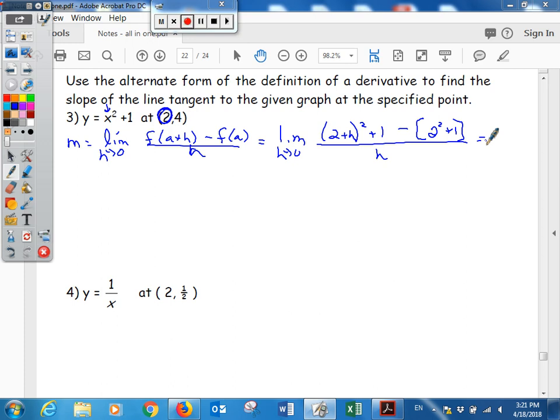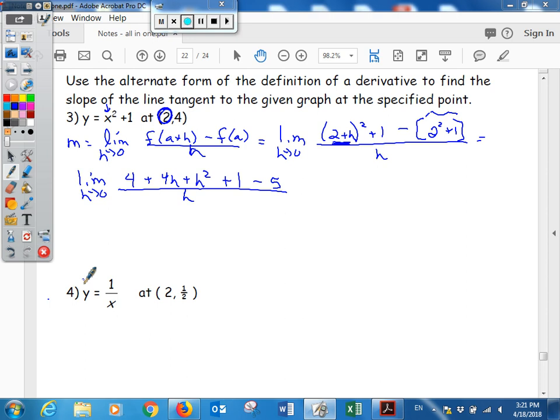Okay, so I'm going to do some cleaning up, rewrite it. The limit as h approaches 0. I'm going to FOIL this. 2 plus h squared is 4 plus 4h plus h squared plus 1. Then minus 2 squared plus 1 is 5, so minus 5, all over h. Notice that we don't have all these x's all over the place this time. So it makes it easier to work with if you go ahead and plug that 2 in place of the x.